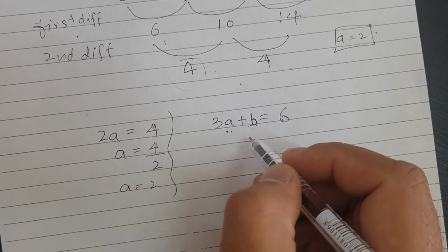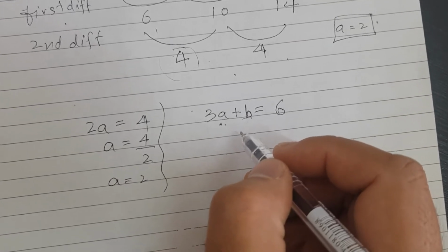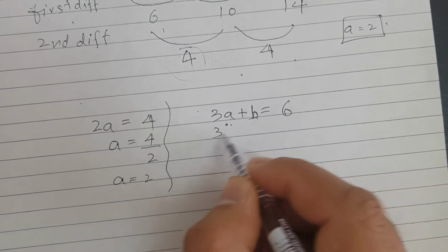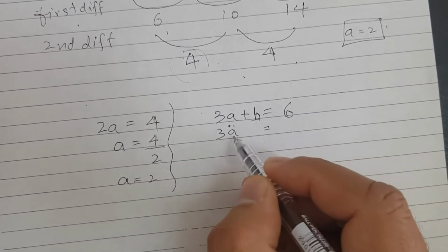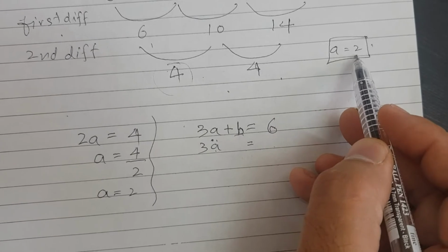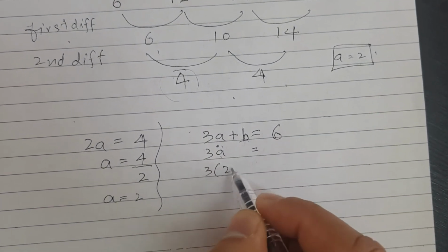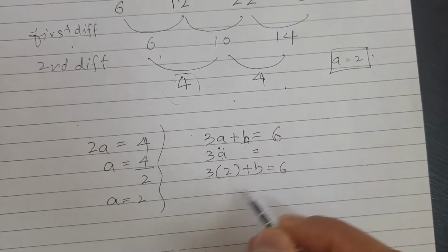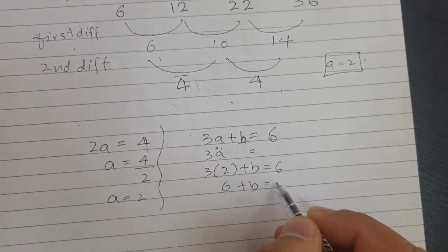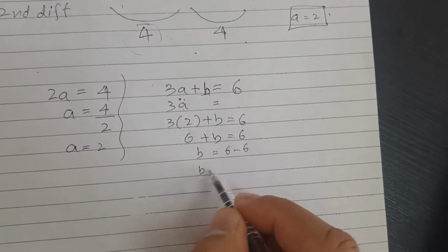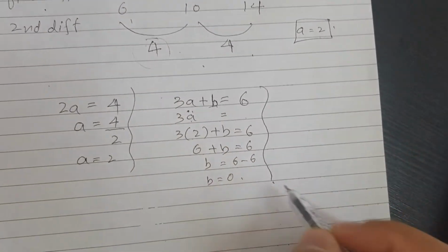Now I have to calculate the value of b, but for that I need to substitute the value of a in it. I know the value of a, so I'll do the next step. a is equal to 2, so 3 times a plus b is equal to 6. a is equal to 2, so 6 plus b is equal to 6, and then b is equal to 6 minus 6, which makes it 0, so b is equal to 0.